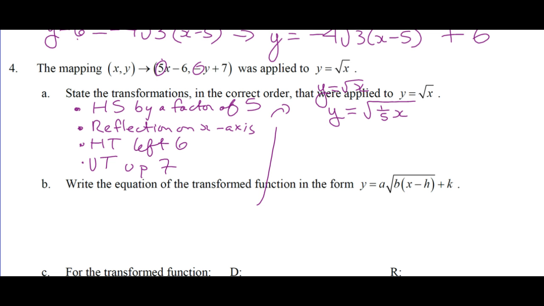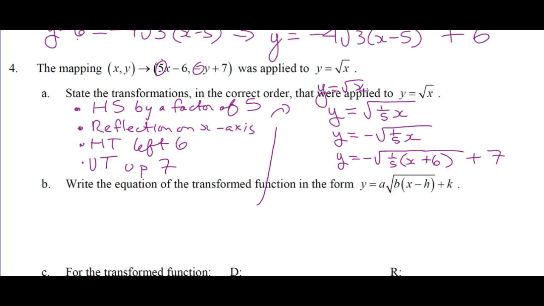How do I reflect on the x-axis? Okay, so I'm putting the negative there, right? I'm tired of doing stuff on the left side, because it's just going to end up on the right side anyway. And how do I go left 6? Where I see x, I replace it with x plus 6. And how do I go up 7? Go plus 7 over here.